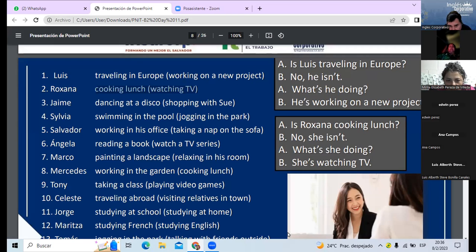Is Silvia swimming in the pool? No, she isn't. What's she doing? De ahí me contesta usted lo que está ahí en paréntesis. She's jogging in the park. She's jogging in the park. Vaya, ¿oyen ustedes? Ah, ya le entendí. La 5, ¿verdad?